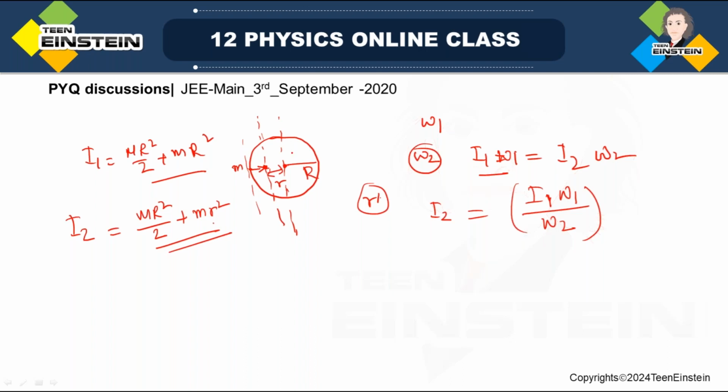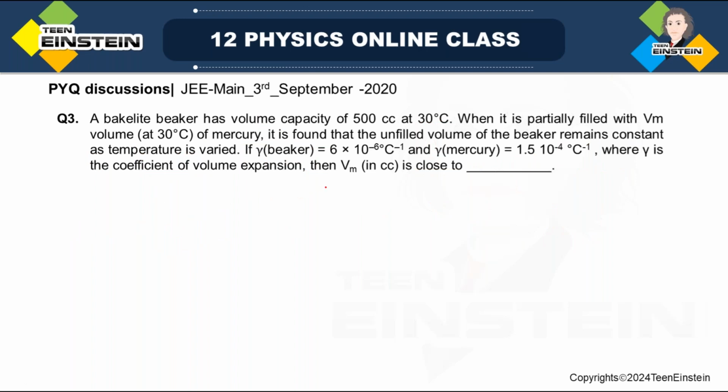And sometimes there will be nothing in the beginning, then suppose a small mass of wax falls on this and sticks to this, stuck at a certain distance. That distance may be given, then you have to find out I2 omega 2. So this kind of question may come. Next, let us discuss the third question. A bakelite beaker.